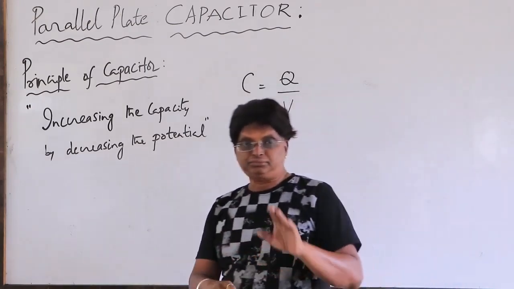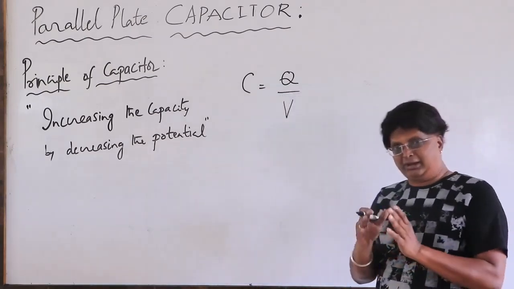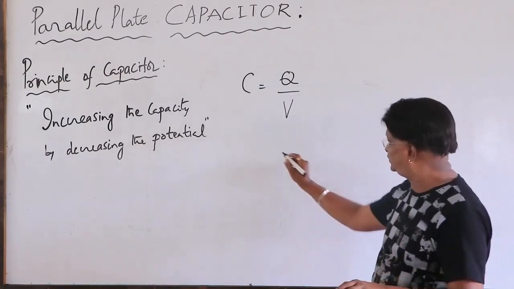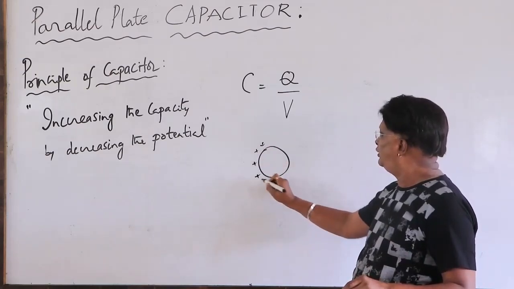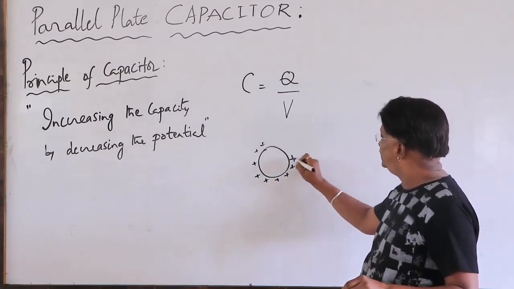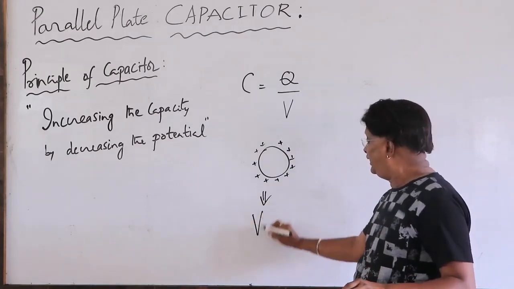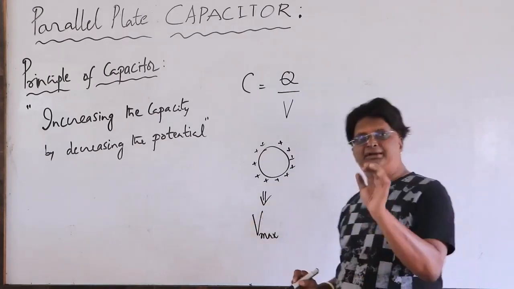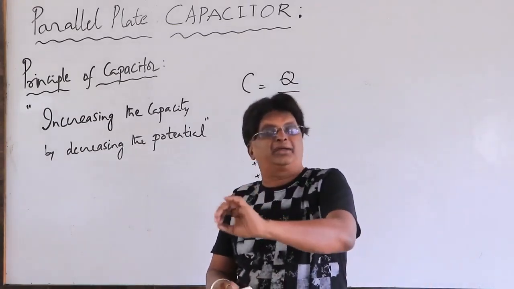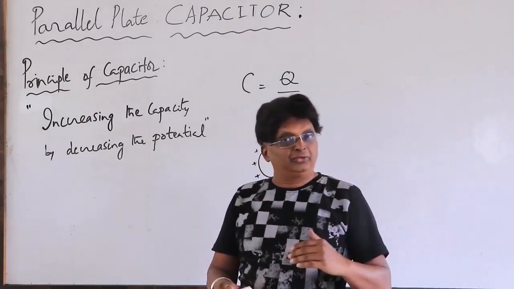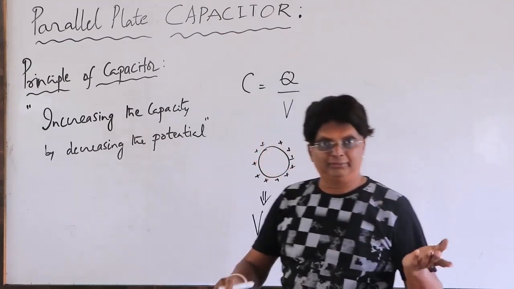Remember the point, I cannot discuss complete details, but this is helpful. Suppose this is a conductor, and we charge it. What happens? All the surface is completely filled with charges, and this is what we say is the maximum potential. The conductor is charged to a maximum potential, which means at that potential we cannot put more charge.